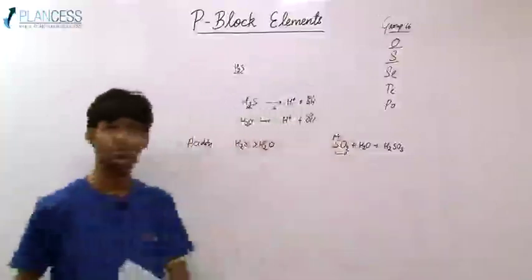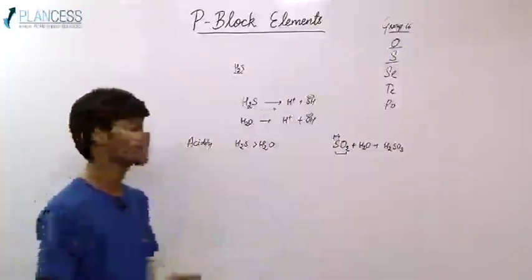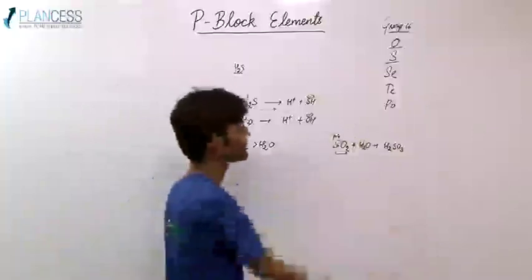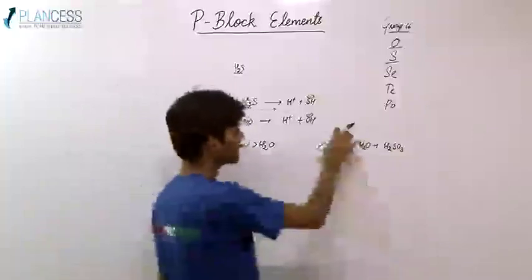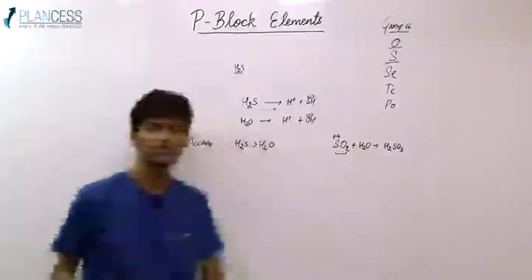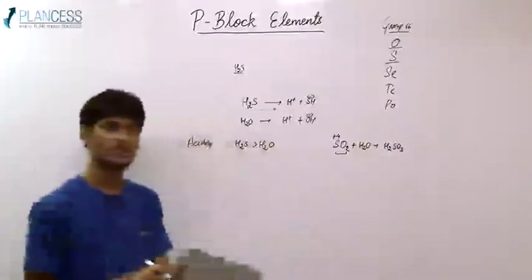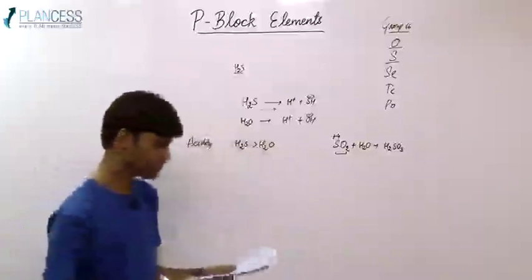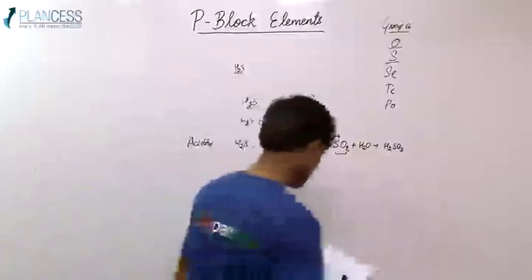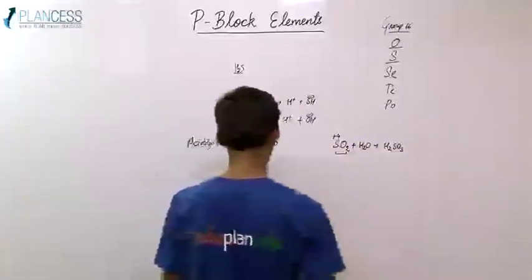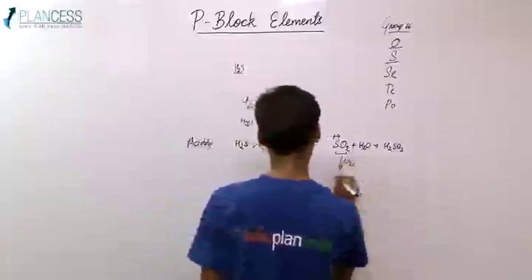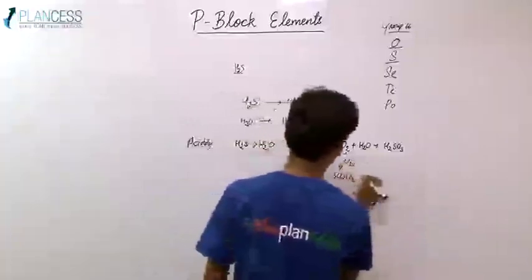So if there is a very strong oxidizing agent, it can oxidize +4 to +6 oxidation state. However, most of the time it acts as a reducing agent, and it gets oxidized and reduces other elements. So it has a reducing nature as well as an oxidizing nature. It also shows some addition reactions: SO2 when reacted with Cl2 forms SO2Cl2, that is sulfuryl chloride.